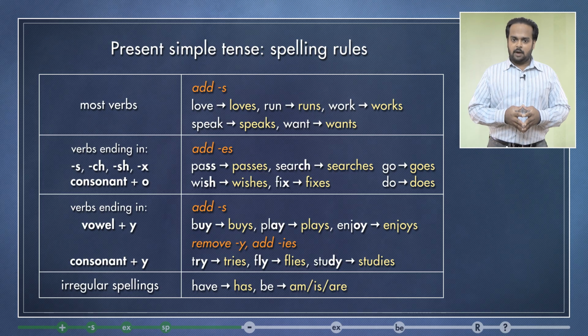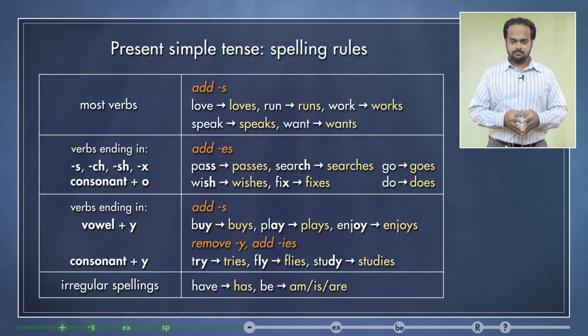Okay, now you know how to make positive sentences and when to add s to a verb using the correct spelling. So let's move on to making negative sentences in the present simple tense. To talk about making negative sentences, you need to know a little secret about the English language. This is important for making negative sentences in any tense, not just the present simple.